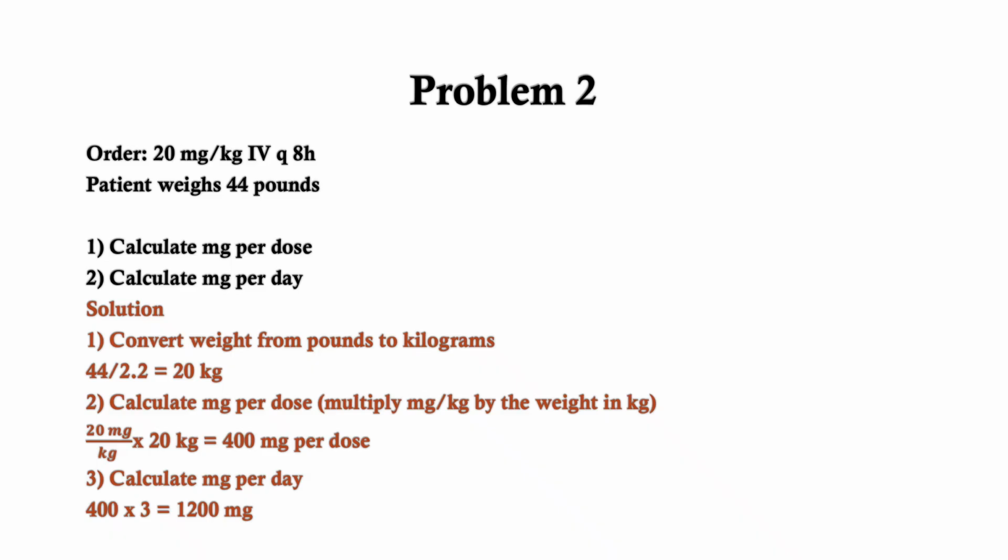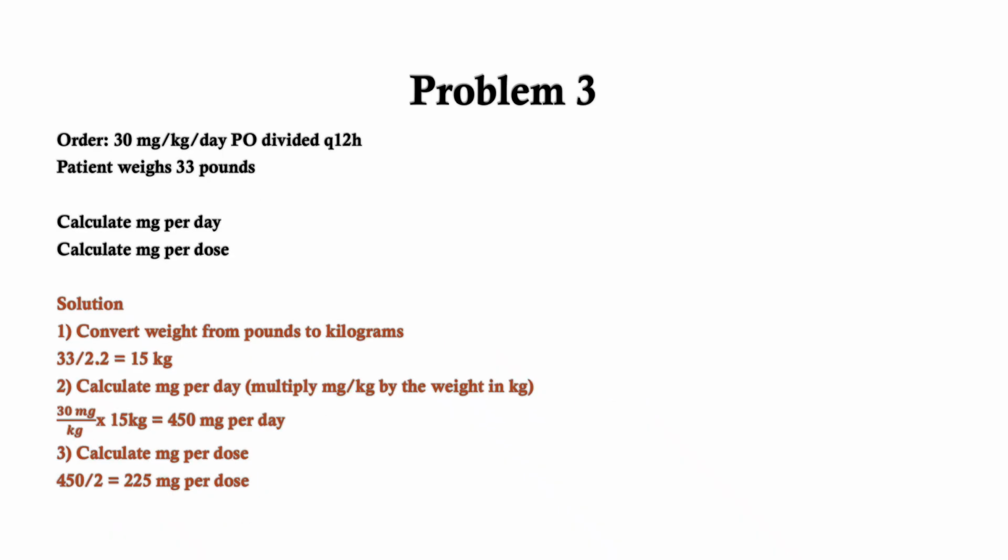This is per dose, again, because we have 20 milligram per kilogram every 8 hours. So each dose is 20 milligram per kilogram. Now, to calculate milligram per day, every 8 hours means 3 doses per day. So we have 400 multiplied by 3, that's 1200 milligram per day.